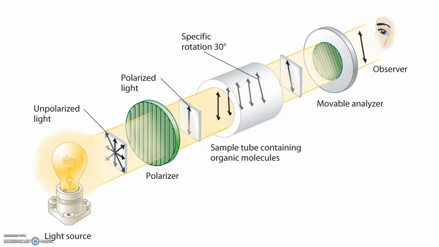So here's what I'm describing with the picture. We have a light source, and unpolarized light vibrating in all directions. After it passes through a polarizing filter, it's only vibrating in one direction. Then we pass that plane polarized light through a tube or container containing an optically active substance, and it rotates the plane of the polarized light. We can then observe how much it's been rotated by using an analyzer at the other end.